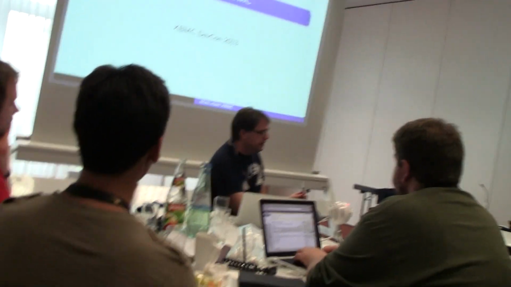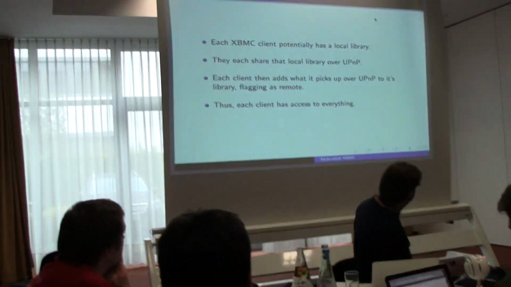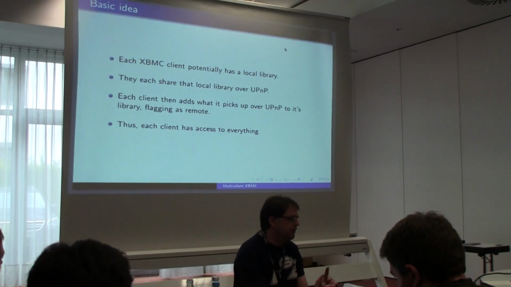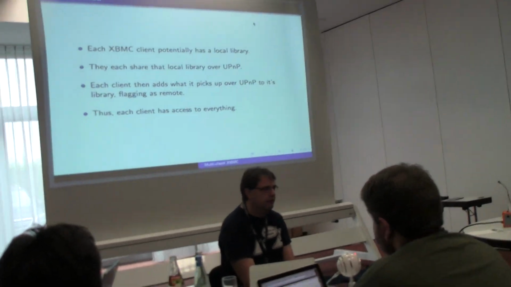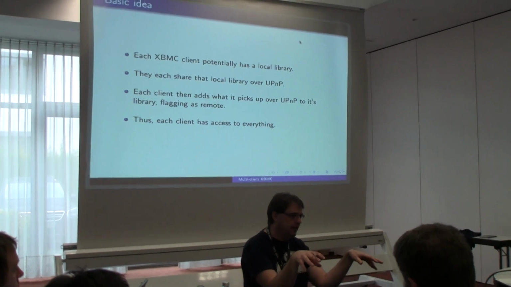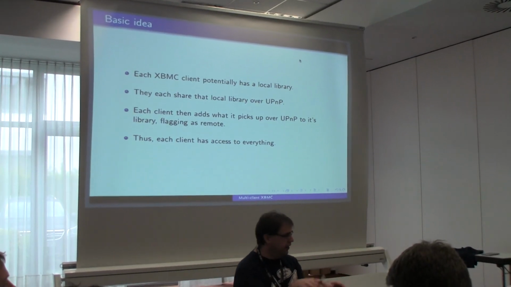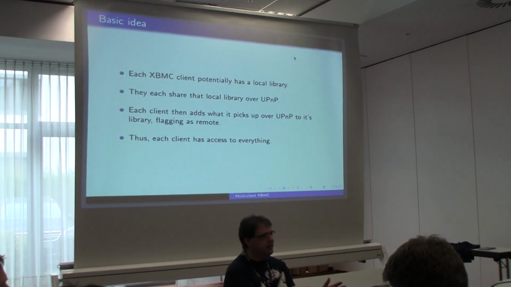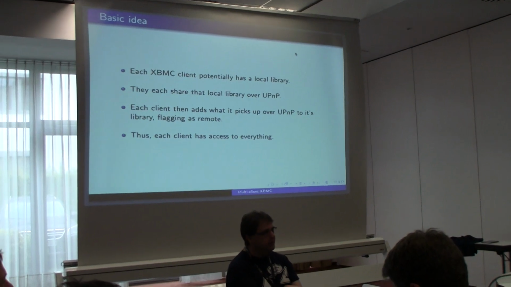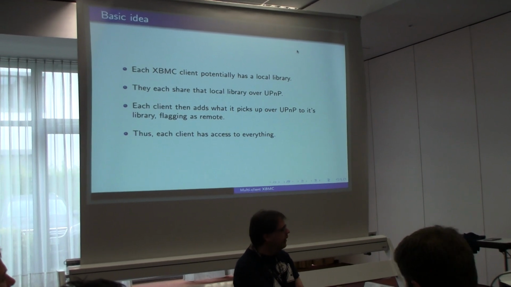And we've had this idea of how to do it. So anyway, the basic idea is that it's essentially a kind of peer-to-peer type thing. Rather than having a central server necessarily, you have each client be the server. So on each client you have your local library, and then you click a button that says serve this out over UPnP, and then all the other clients potentially can access that, right?